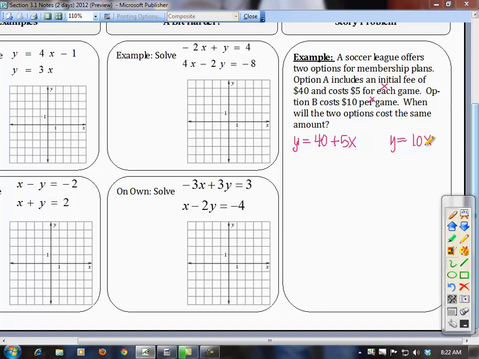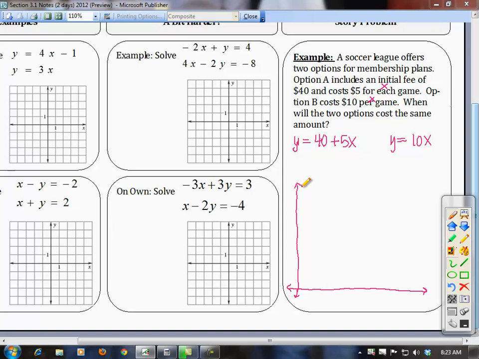Now you'll notice I hadn't put a graph on here, and the number one reason why is because a 10 by 10 grid is not going to be good if I need to get up to 40. So here's what I'm going to do. These are both in terms of y, which is really nice. So I'm going to try and make my graph here with you. And you'll notice I don't need any negative numbers because we never play negative games. And I shouldn't have to have negative money either.